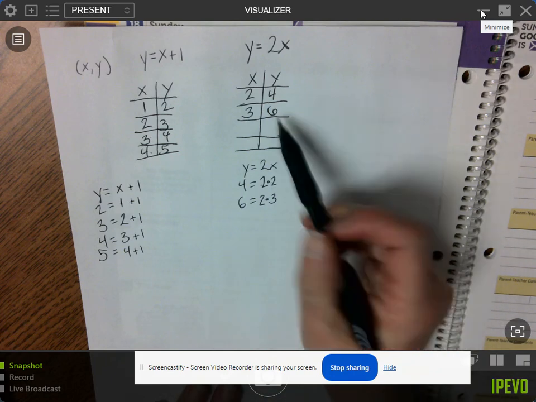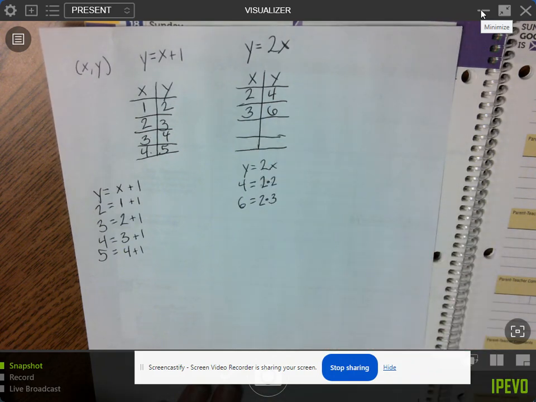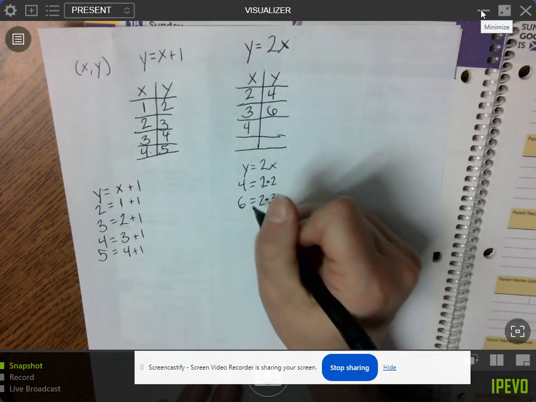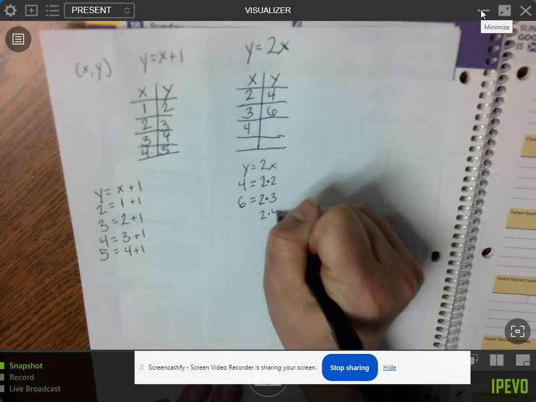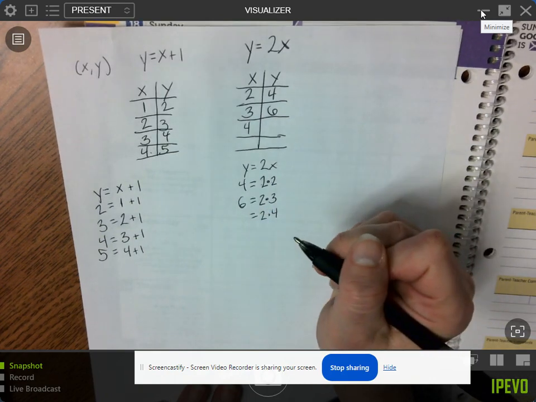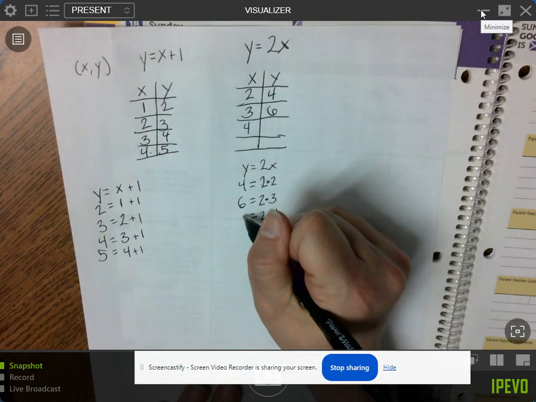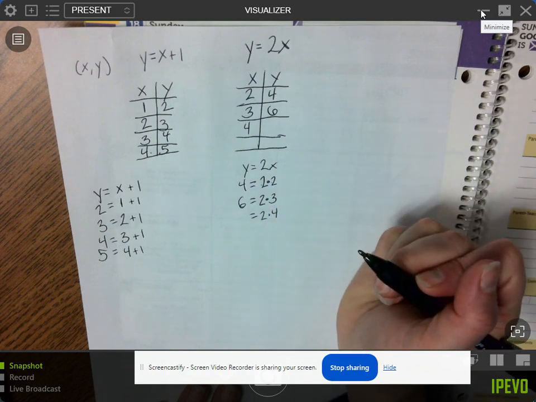So I need 2 more. What else should I put in for my X? Claire? I could put a 4 in. So I would have 2 times 4. What is my output going to be, Connor? 8.